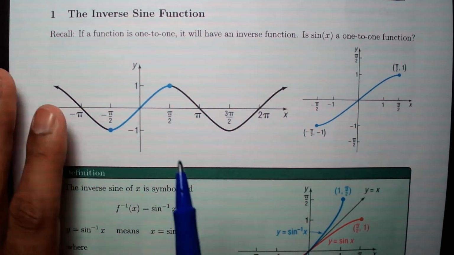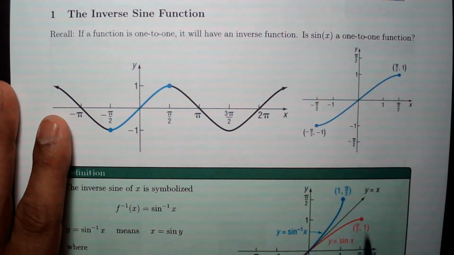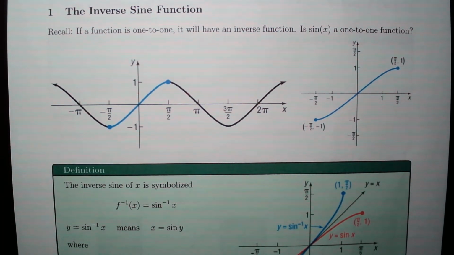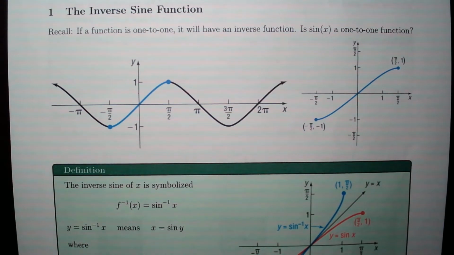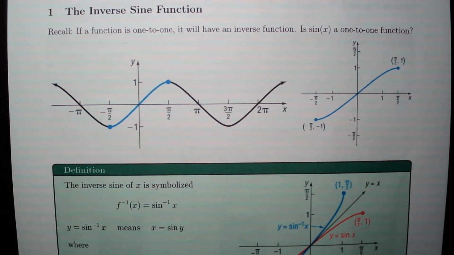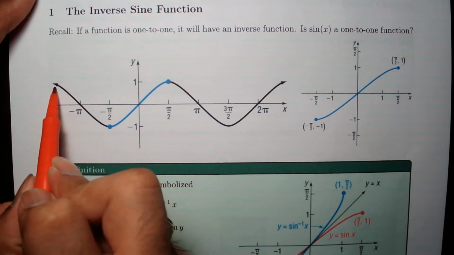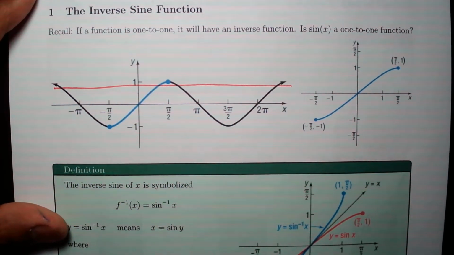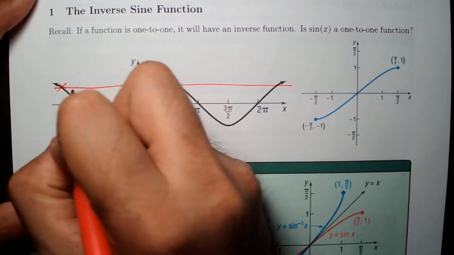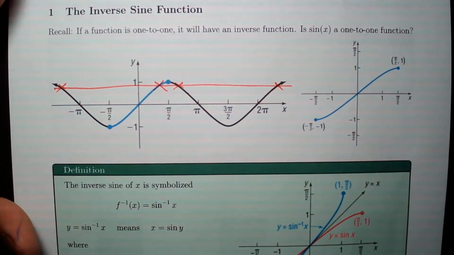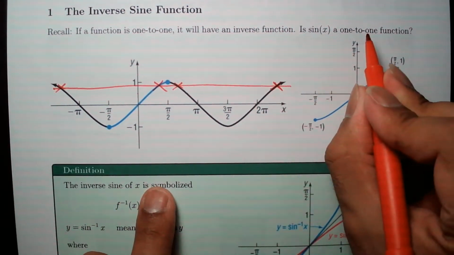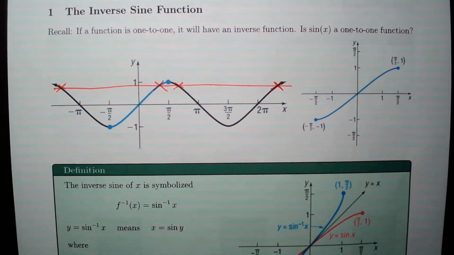Let's recall that if a function is 1 to 1, then it will have an inverse. The question is, is the sine function a 1 to 1 function? Let's figure that out. Number one, there's a test that we do to determine whether the graph of a given function represents that of a 1 to 1 function, and in this case it is the horizontal line test. And unfortunately, look at this, it crosses more than once, so that's why this function, sine of x, is not a 1 to 1 function.